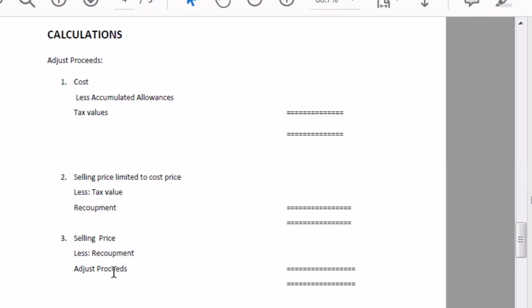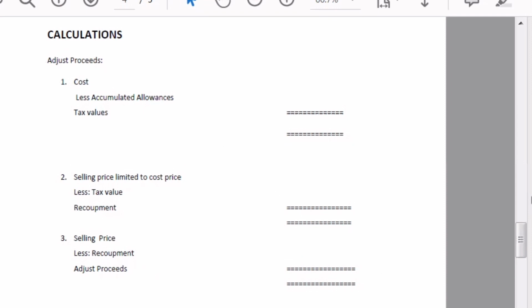So in other words, you are adjusting your proceeds because your selling price has been adjusted by what you recoup. Because remember, from the selling price, there's a certain portion that you paid back. So you reduce the selling price with the recoupment, then you call that figure adjusted proceeds. You have adjusted the original selling price by removing what you recouped to SARS.